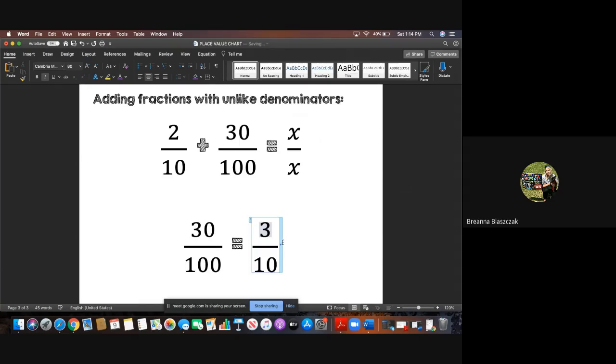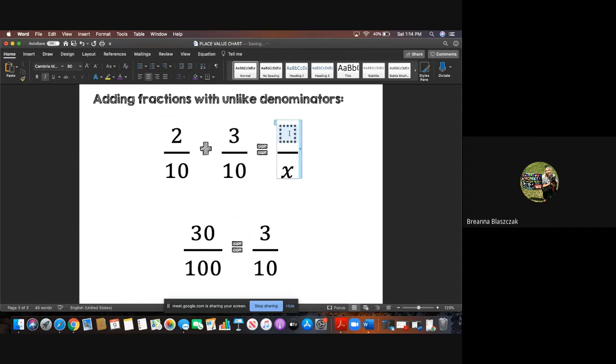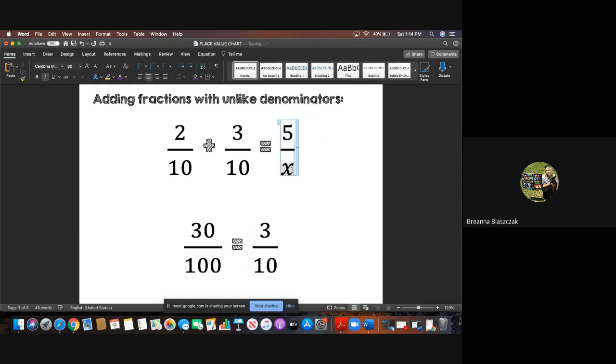They're the same value. So now I can change my fraction up here. Now that I have the same denominator, I can just add straight across. So 2 plus 3 is 5, and we keep our denominator the same. And if you notice, the last time our sum was 50/100ths, well, 50/100ths is equivalent to 5/10. So you were able to get the correct sum no matter which fraction you decided to change.